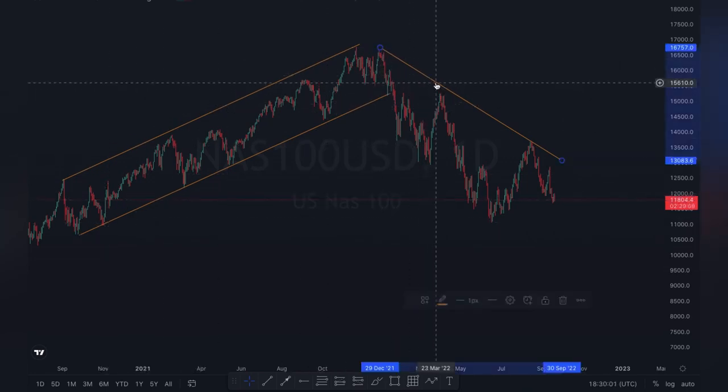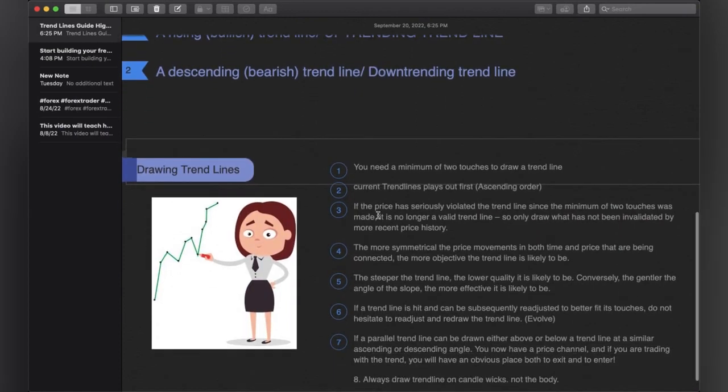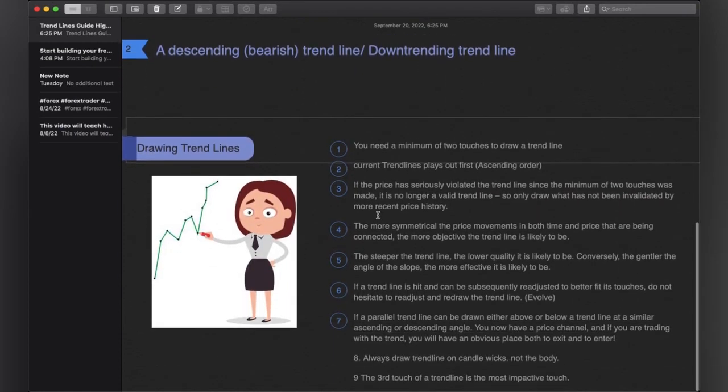So it's simple English. These are guidelines for you to draw a trend line and know when the trend line is impactive or not. It said you need a minimum of 2 touches to draw a trend line.